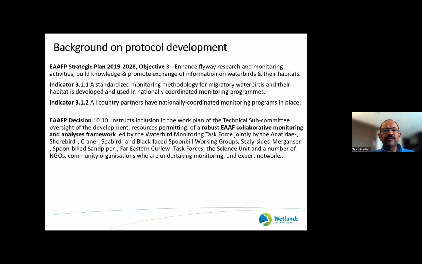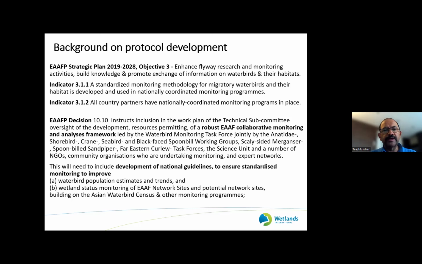The decision of the last MOP specifically called for an inclusion of a plan to develop a robust collaborative monitoring program. And it's not just a monitoring program, but importantly, an analysis framework, because as Richard mentioned, you can collect information, but how well can you analyze it to make meaningful results from it, I think is very important. So we have the opportunity for the Shorebird working group to be working with the other working groups and task forces to develop such a program and a framework.